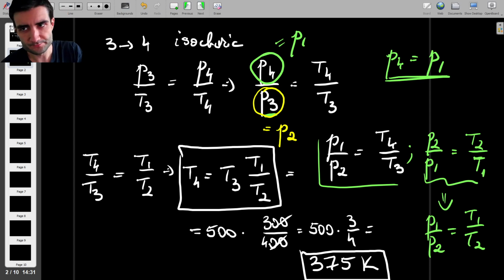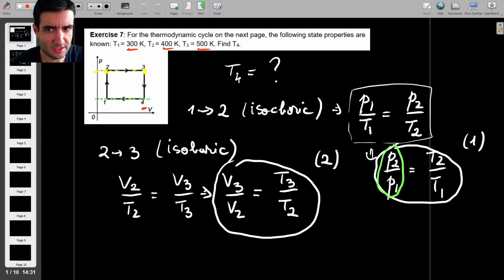Which, if you think about it, kind of makes sense for this temperature at 4 to be less than the temperature at 3. Because if this was something like a Brayton cycle, the highest temperature would be here, and after the combustion chamber you would have the turbine, and after the turbine the temperature drops. So you end up with a lower temperature. This cycle is similar to something related to an engine, in the sense that the order of the temperatures kind of makes sense.